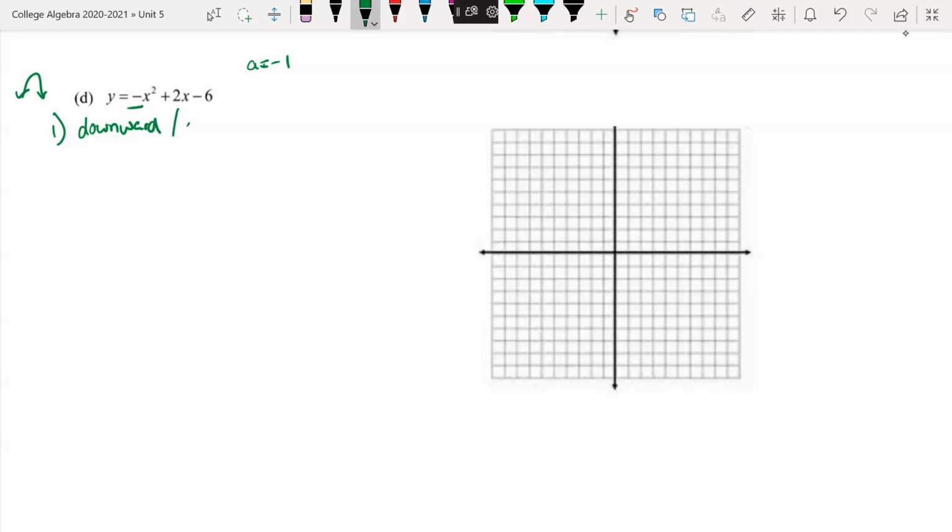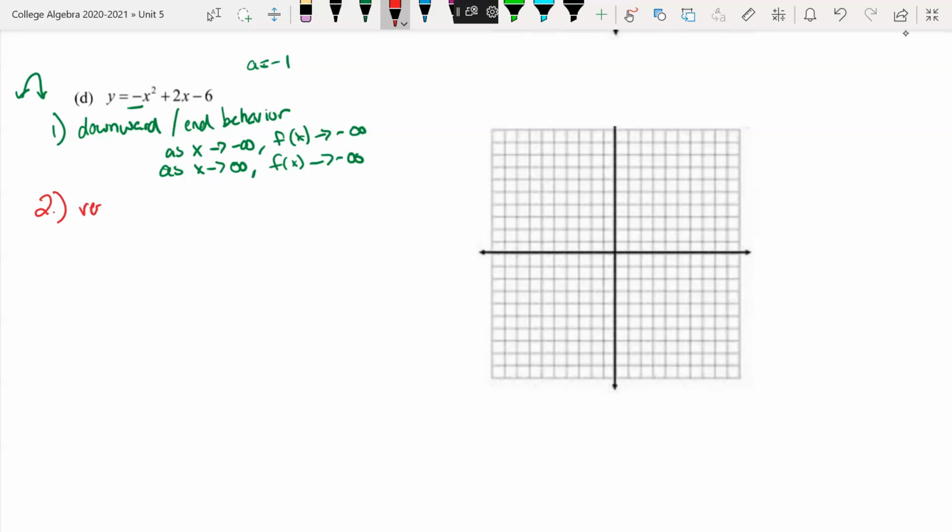Now my end behavior is based off of that. So as x goes to negative infinity, notice now I'm going down, so that means my y is going to go to negative infinity. And I told you whenever we did vertex form that your f of x values are going to be the same. So as x goes to positive infinity, f of x goes to negative infinity. So as x goes to positive infinity, my y goes to negative infinity. Okay, so that's your opening and your end behavior.